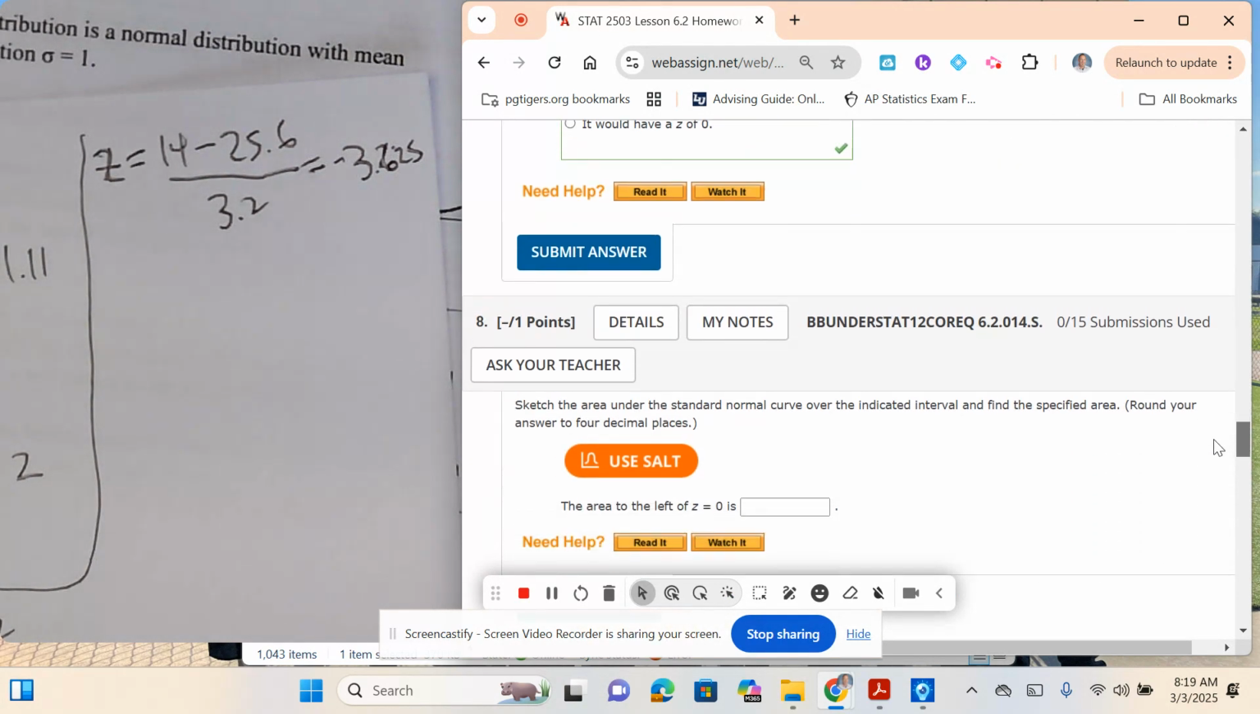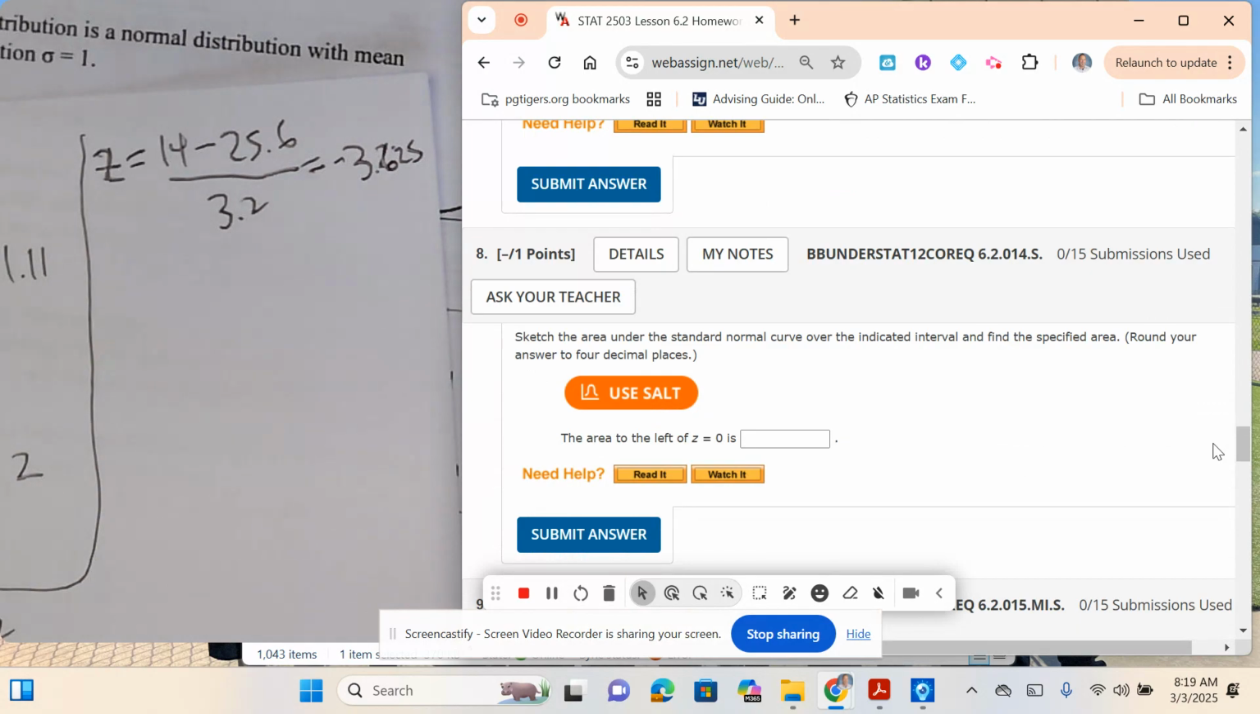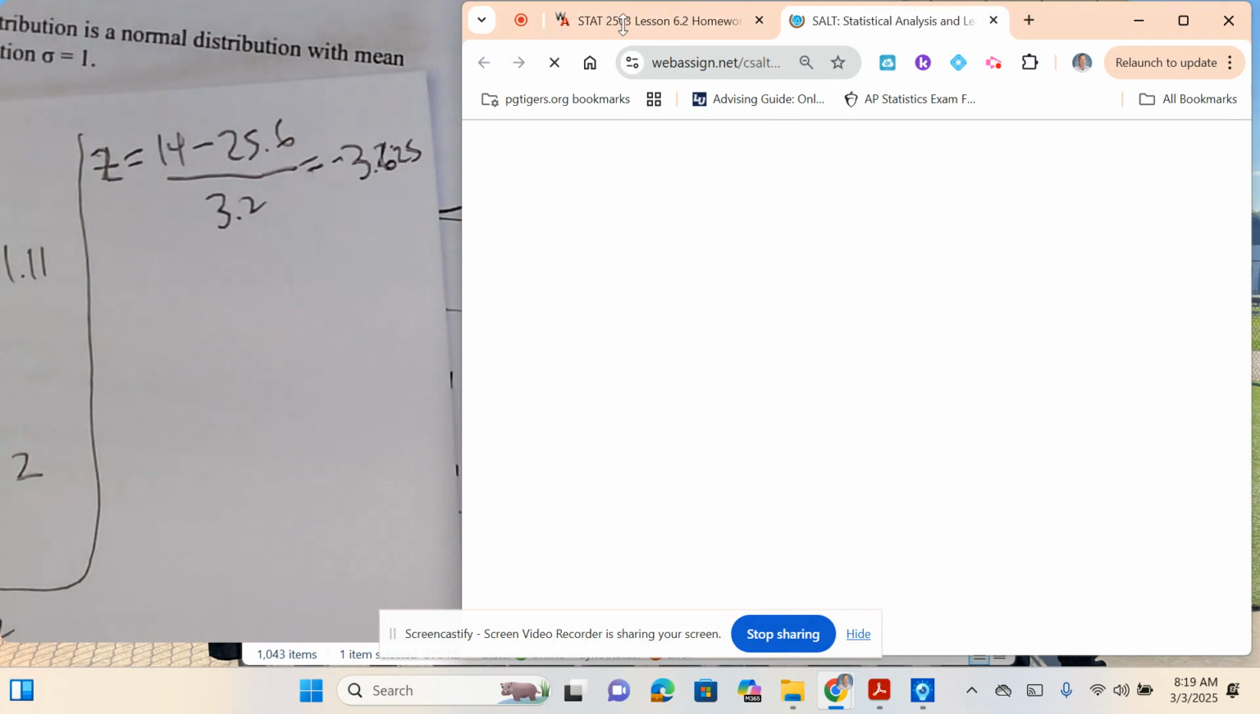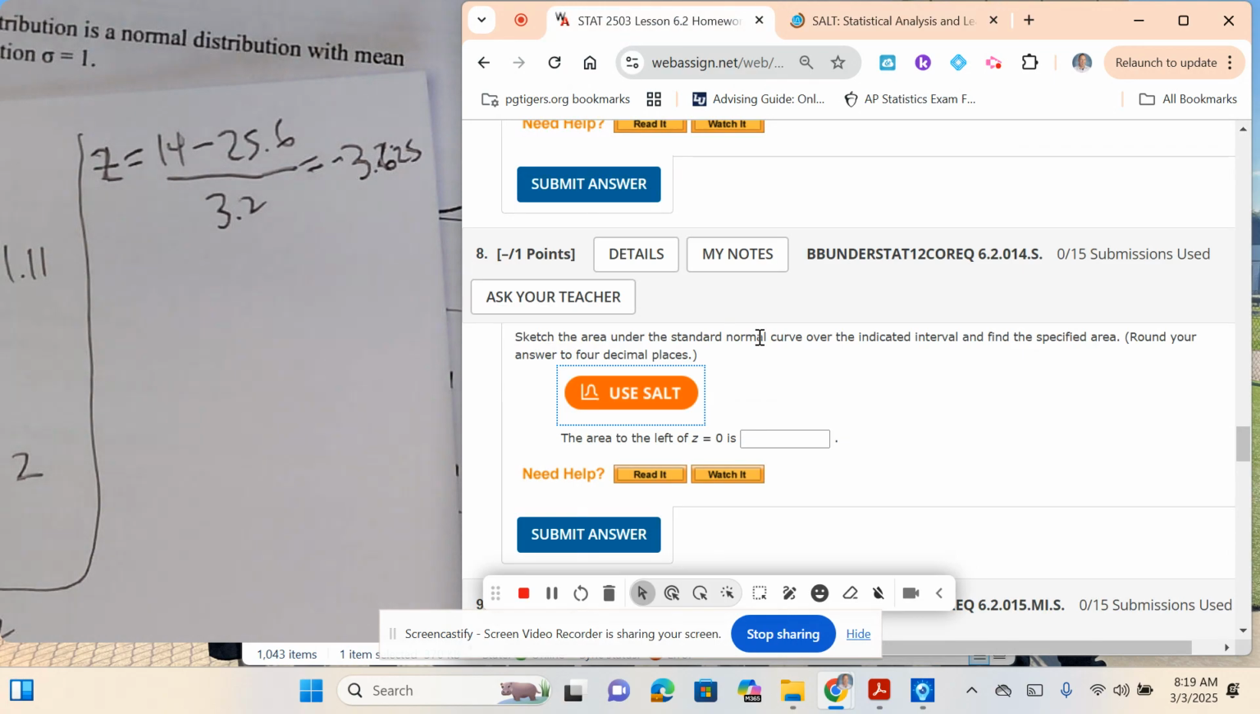All right. This is something I've not covered yet, so this was not in the notes. You're going to get mad at me, but this is not that hard. What you're going to do is click use salt. We're going to find the area under the curve for the indicated interval. This is something we're going to be doing a lot tomorrow. Find the specified area, answer to 4 decimal places.